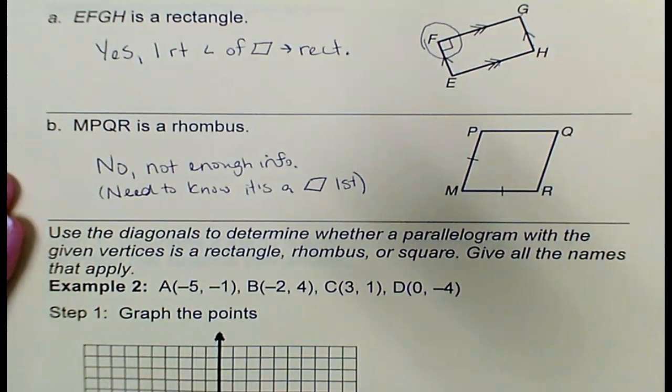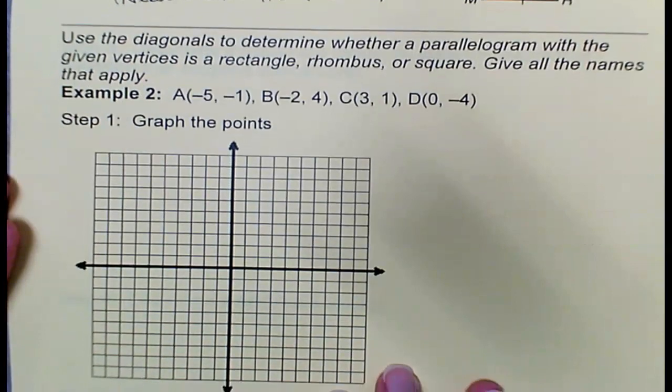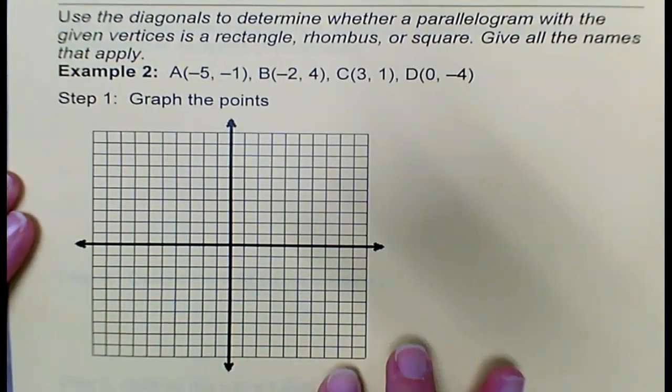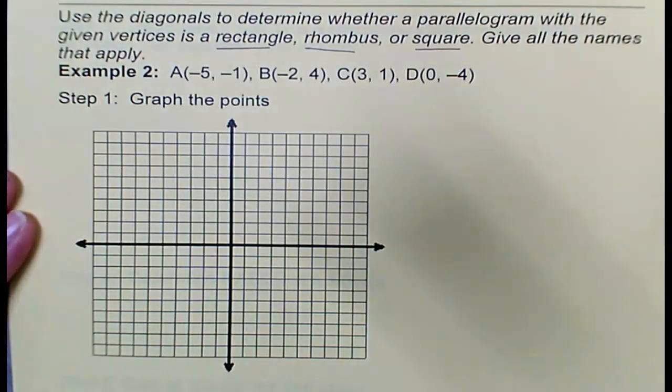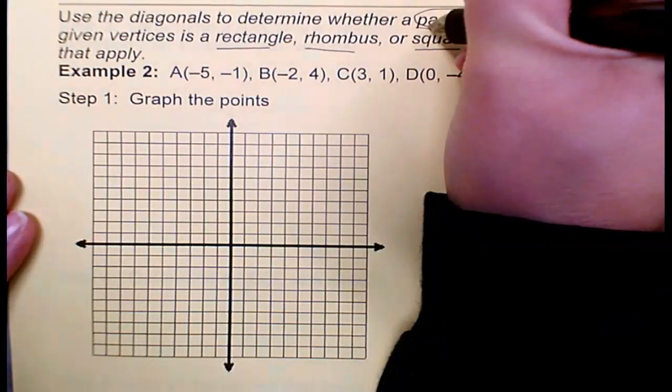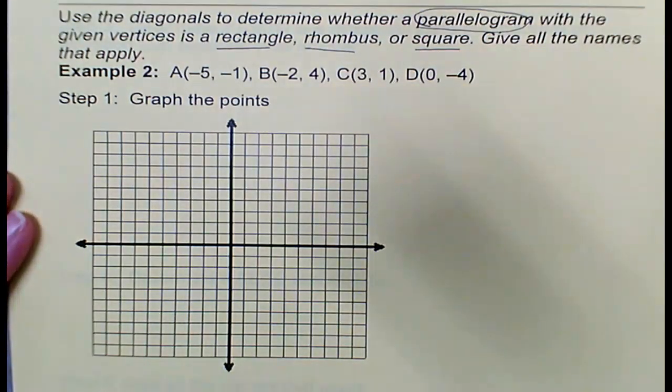Okay, so let's go to our next problem. It says, use the diagonals to determine whether a parallelogram with the given vertices is a rectangle, a rhombus, or a square. So rectangle, rhombus, or square. Give all the names that apply. Now it does say use the diagonals to determine whether a parallelogram with these vertices is a rectangle, rhombus, or square. So we can assume that the shape that we're going to be drawing with our vertices is a parallelogram.